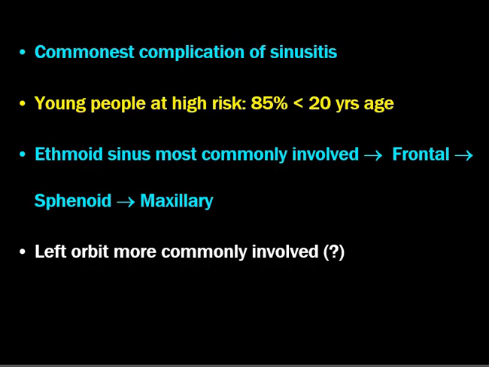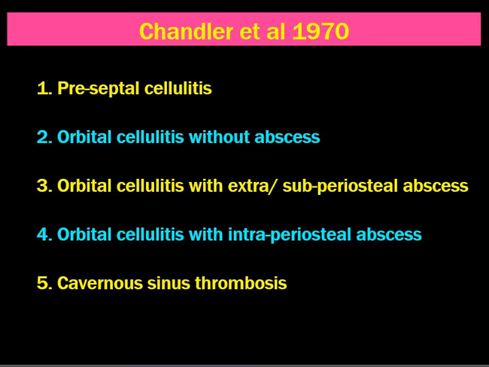The left orbit is more commonly involved than the right. The causes are usually unknown, but most of the time, many of the congenital anomalies occur on the left side. Therefore, it may be due to blockage of the osteomeatal complex that may add to inflammation of the sinus and secretions being accumulated there. Chandler et al.